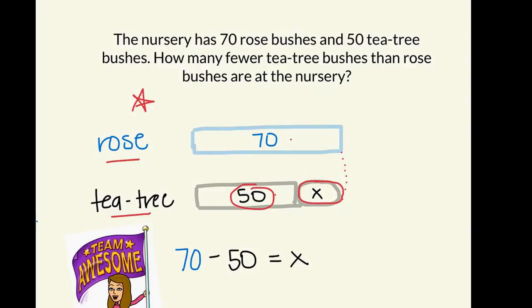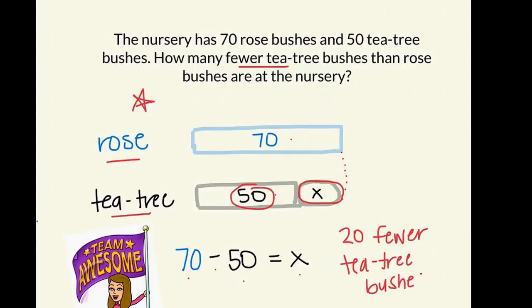In order to compare these two numbers, to find out how many fewer tea tree bushes she has, we do 70 minus 50, so the roses minus the tea trees, to equal X, how many fewer bushes she has of tea trees. That will end up being 70 minus 50, I know is 20, so my label will be 20, then fewer tea tree bushes. So there I use subtraction in order to compare the amounts of rose bushes to tea tree bushes.